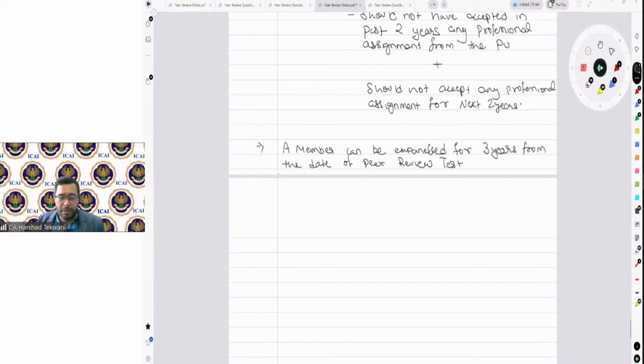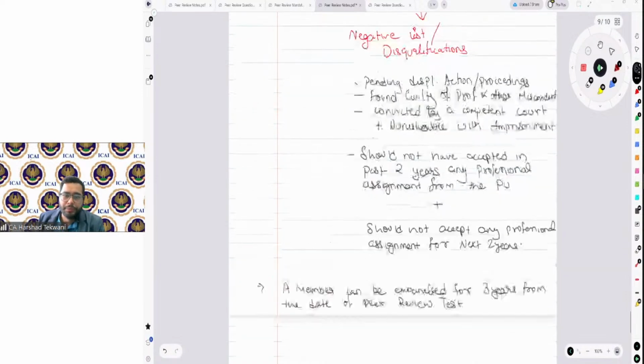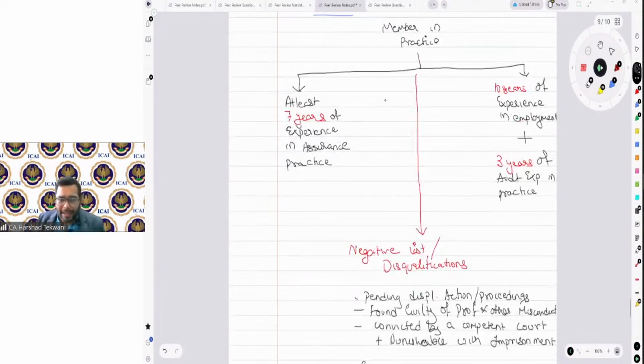I hope I'm clear. Any doubts till now? Okay. So there is one doubt. In case Mr. X has audit experience from the period 2000 to 2004 and he joined employment for 7 years. And after 7 years, he started practice. So the period of experience before employment will be counted. Okay. Now, let's go back again and see.